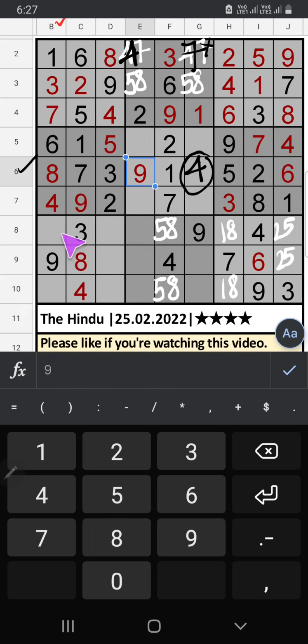Column B, two numbers are remaining, 2 and 5. It will come in any one of the cells. We will confirm later. Column D, three numbers are remaining, 1, 7, 6. Ninth row, here 6 and 7. So 6 and 7 can't come in this cell. It will come in any one of the cells. We'll confirm later. Then only one number is remaining. 1 is confirmed here.